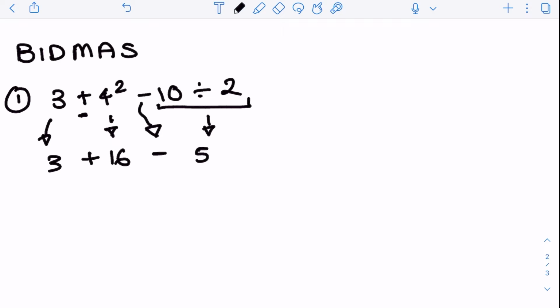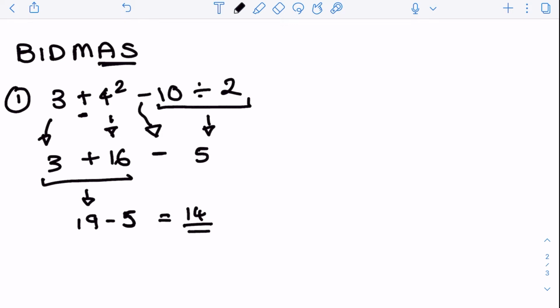And then we're going to go through and do the same thing. So all we have left is addition and subtraction, which are our last two in BIDMAS. Addition comes first, so we'll do that first. So we'll do 3 plus 16, which is 19. Bring down the minus 5. And then we'll just do 19 minus 5, which is 14.